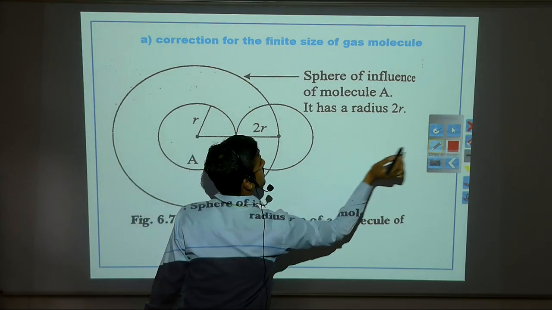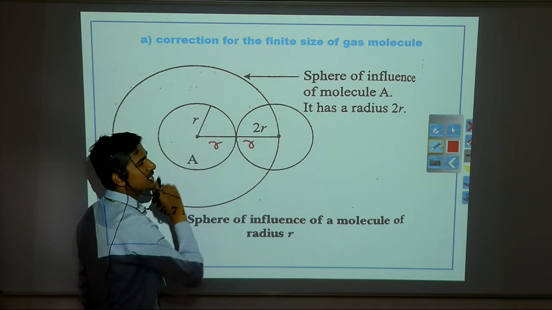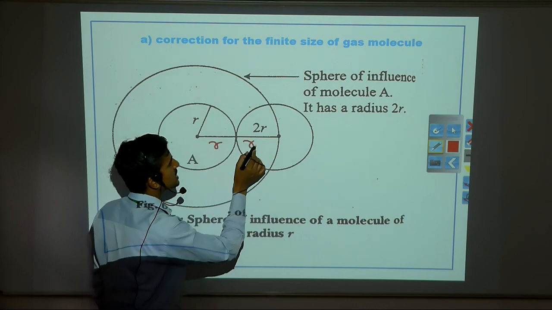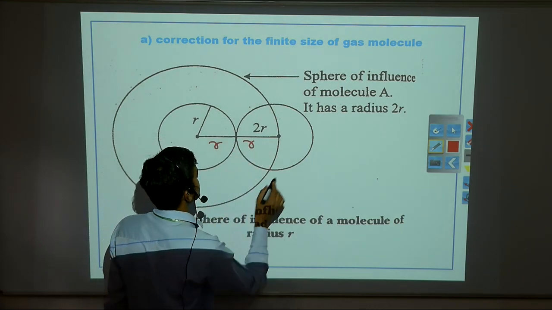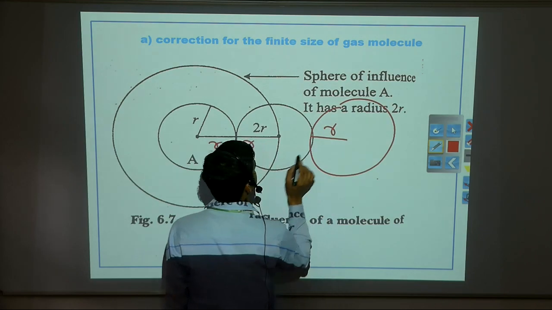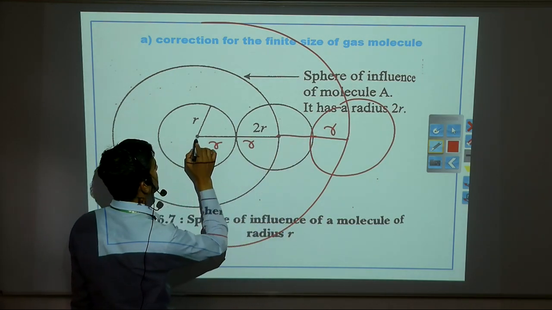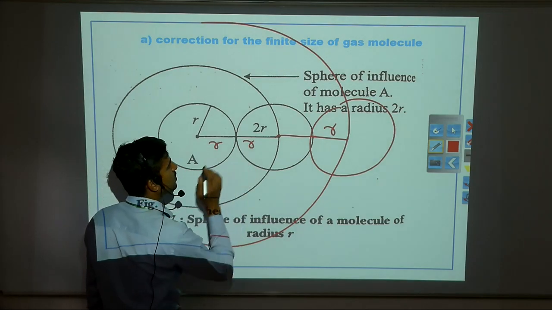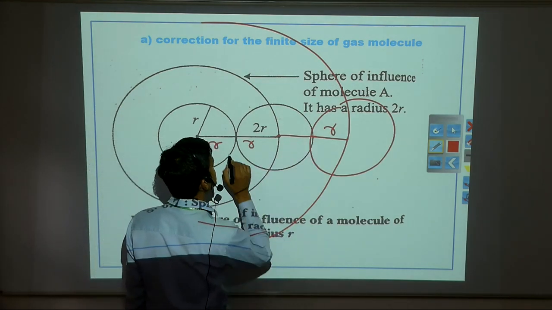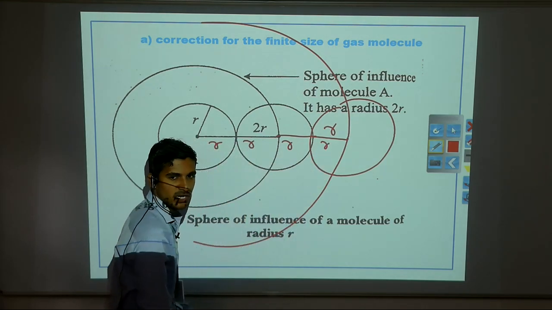Distance from the center of the first molecule to the center of the second molecule is r plus r, equal to 2r. Then we draw the next molecule, radius r. The distance between the center of the first molecule and the center of the second molecule is 2r. The distance from the center of the first molecule to the center of the third molecule is 2r plus r, equal to 3r.